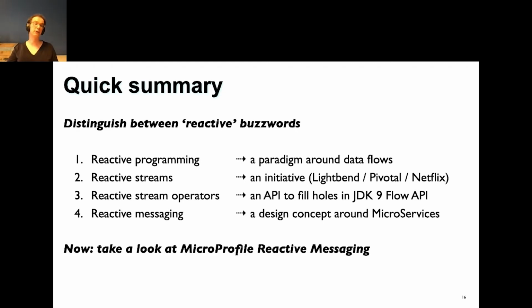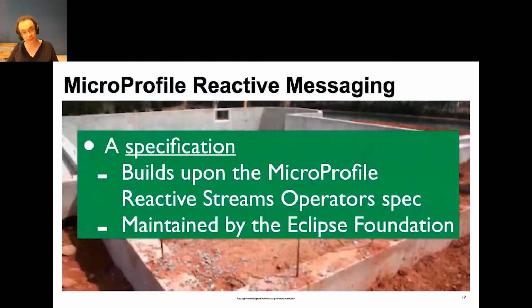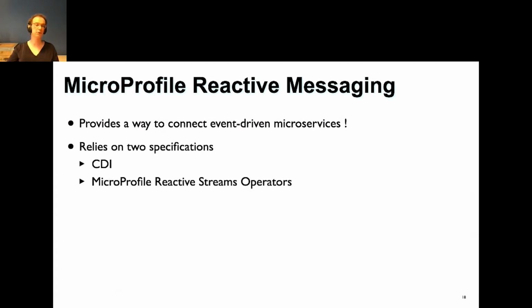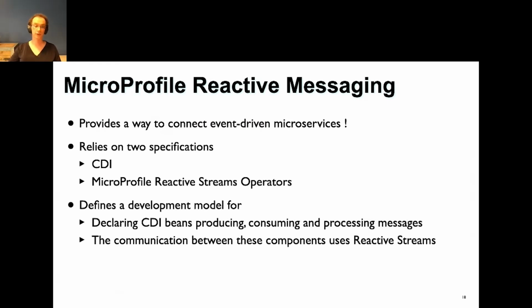So now we're ready to take a look at the Microprofile Reactive Messaging specification, right? This is a specification that builds upon the Eclipse Microprofile Reactive Streams operator specification, and it's maintained by the Eclipse Foundation. It provides us with a way to connect event-driven microservices. And it relies on two specifications: CDI, which comes from the Java enterprise world, and the Microprofile Reactive Streams operator specification, the thing that brought us something that could create and manipulate messages and consume them.